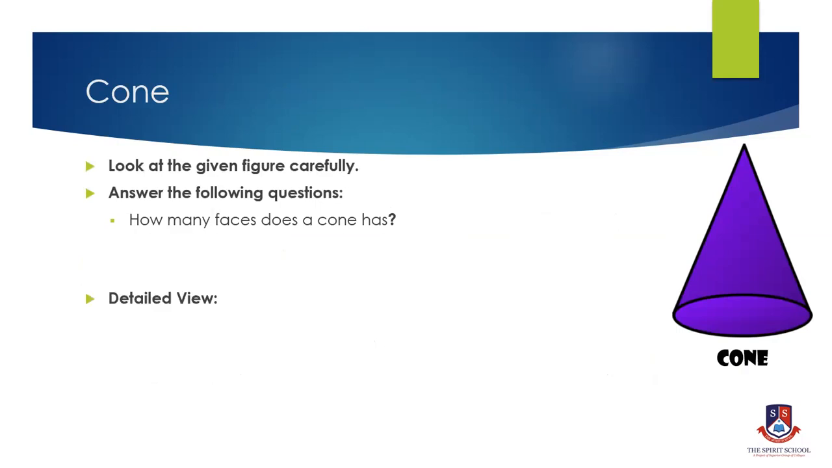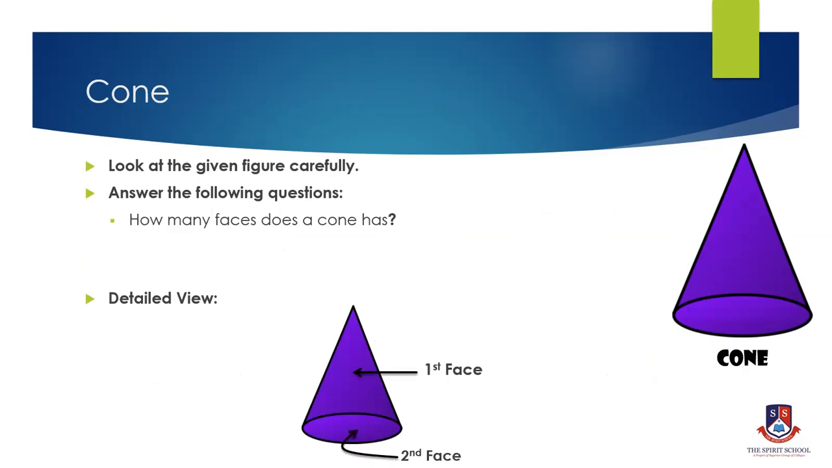For answering these questions, let us have a detailed view of the cone. Here we can see that the first face is the circular face and the second face is at the bottom, which is flat. So a cone has two faces. One is the circular face and the second is the flat face. How many edges does a cone have? Here we can see that, as I told you earlier, an edge is formed.